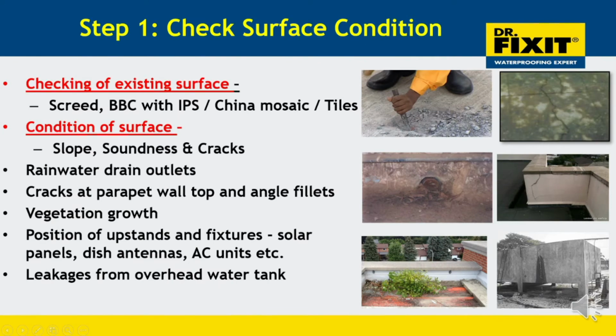In surface preparation, we have to follow step 1: check surface condition. How to check surface condition? Checking of existing surface. Whenever you visit the site, please check the surface, like screed, DVC with IPS, China mosaic, tile. IPS means internal plumbing system. So always go and check that the proper thing is done over there. If not, then there is a problem. So checking of existing surface is very important.